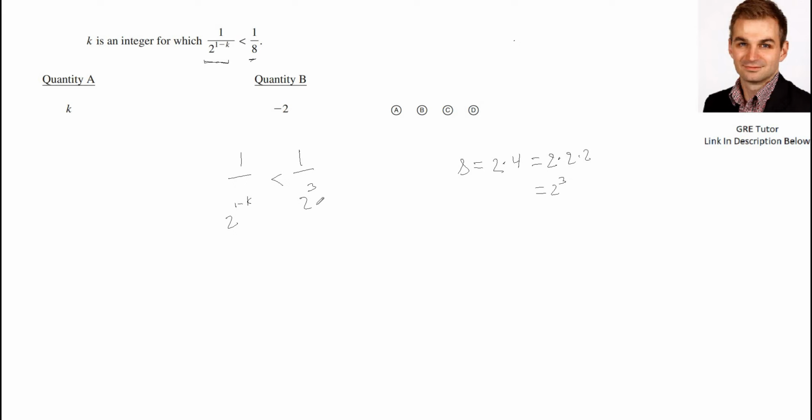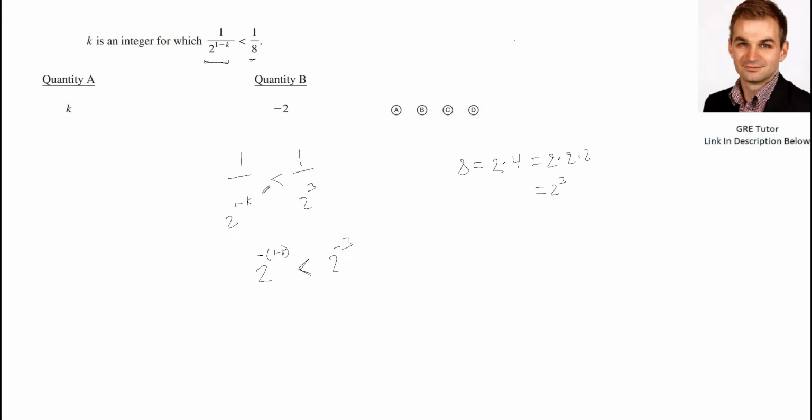Now that you have these, you can see they're in the same form, so you can use a rule of exponents, which is where you bring the exponent to the top of the equation. So what we see here is that you have 2 to the, and I'm going to put these in parentheses, negative (1 minus k), is going to be less than 2 to the negative 3.